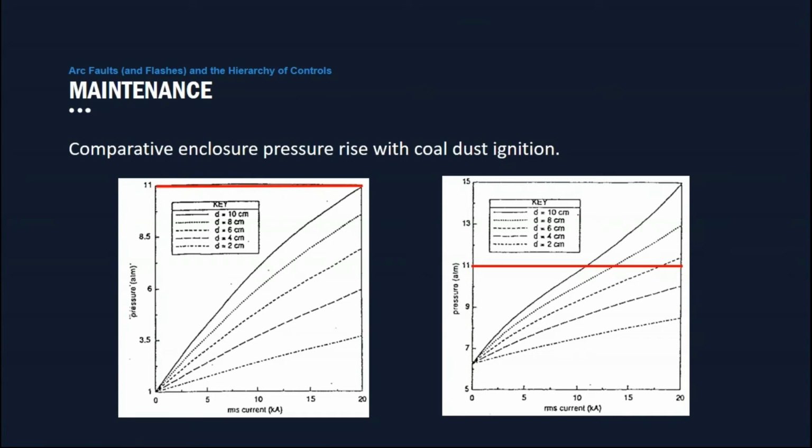atmospheres of pressure, and we can see on the right-hand side, for the same currents, for the same electrode distances, there is a lot higher pressure in the case where coal dust is present, quite simply because coal dust ignites and adds to the energy of the fault. And so the difference between a well-maintained enclosure and a poorly maintained enclosure with dust can result in a significant pressure rise inside the enclosure.